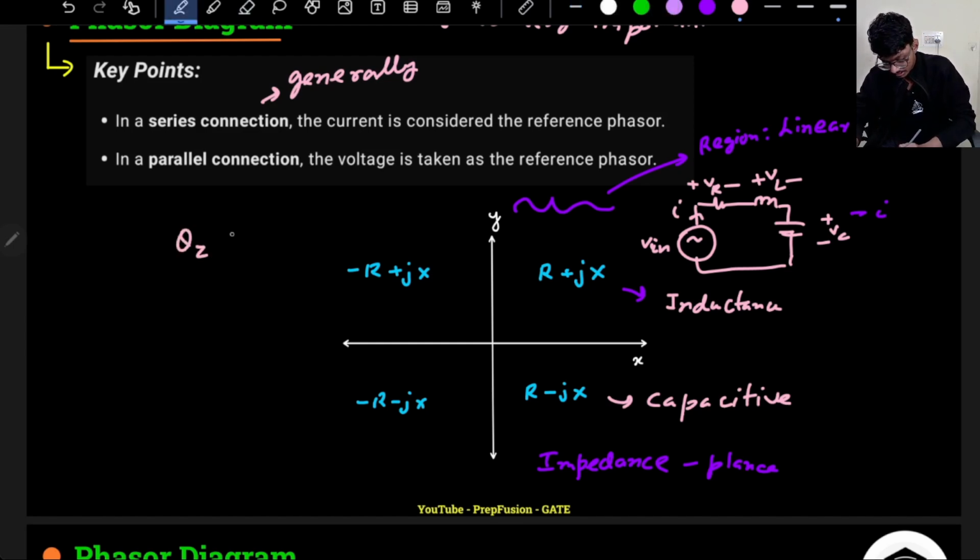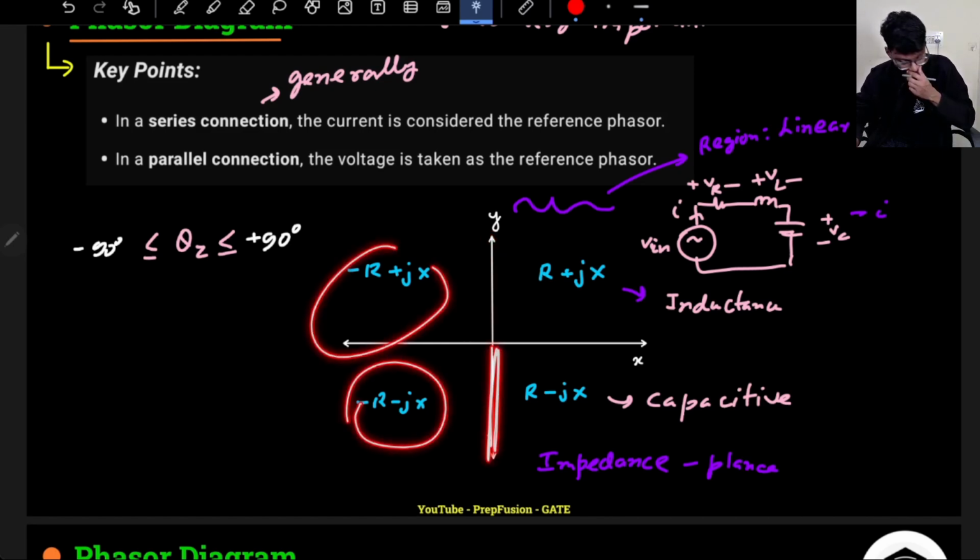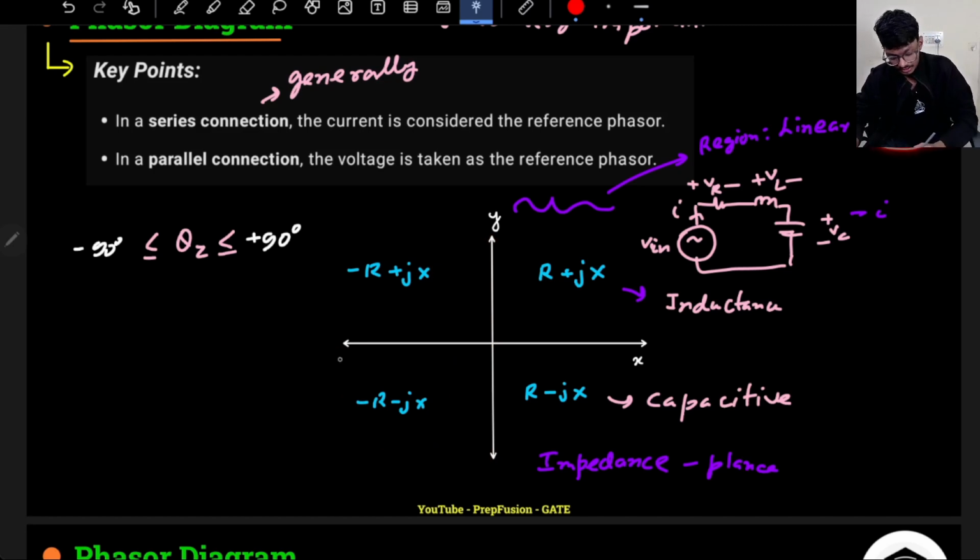Okay, theta z can be maximum plus 90, minimum it can be minus 90. Why? Maximum I can lie here, that is I don't have any resistance, it is purely inductive, and minimum is minus 90. I can lie here. Can I go here? No. It has to be active then. It cannot be a passive network, it has to be an active network.